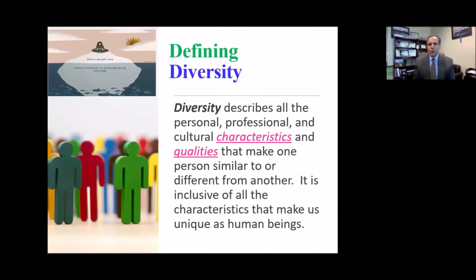So diversity describes all of the personal, professional, and cultural characteristics and qualities that make a person similar to or different from another individual. It is inclusive of all the characteristics that make us unique as human beings. Whether those traits are above the waterline or below the waterline, basically makes you and I unique individuals as human beings.